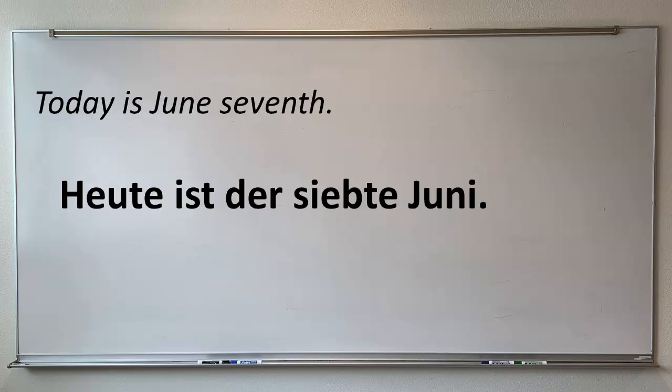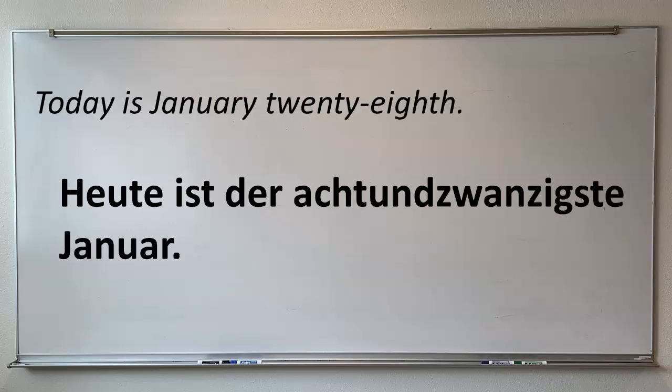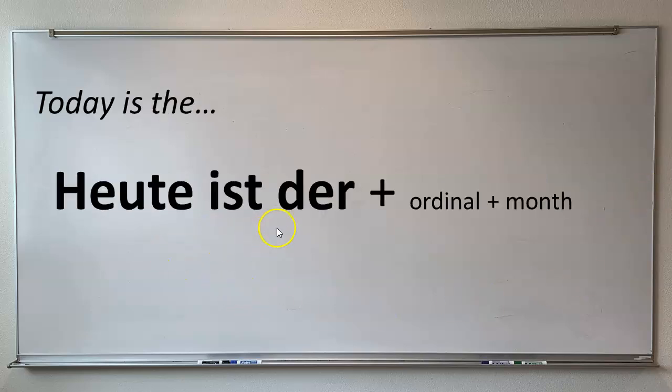If I want to say today is June 7th, heute ist der 7. Juni. Today is January 28th. Heute ist der 28. Januar. Remember, 28, 8 und 20, literally 8 and 20. 28, add the ste, 28. Heute ist der 28. Januar. So remember, heute ist der plus the ordinal plus the month, and you can express any date in German.